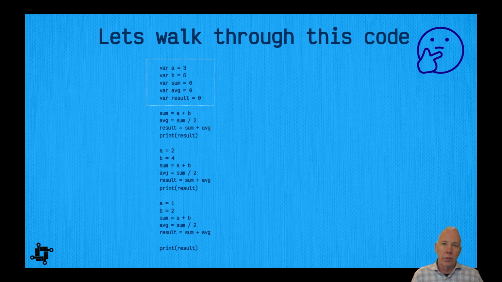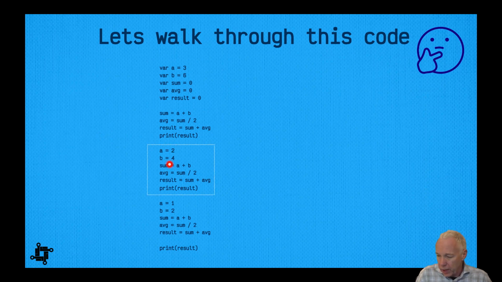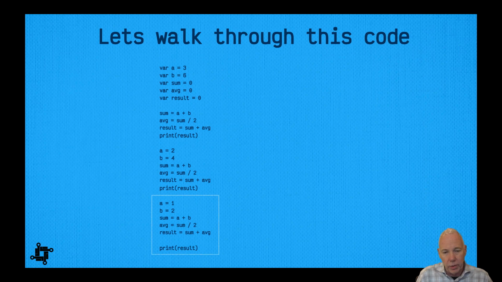So let's walk through this code. Here we have some code where we're setting up a bunch of variables, and then we're doing some arithmetic related to that code. That's here in the second block. Then we change some of the variables right here, and we have another formula here where we print the result. Then we change the variables one more time, and we have some formulas here, and we print out the result again.